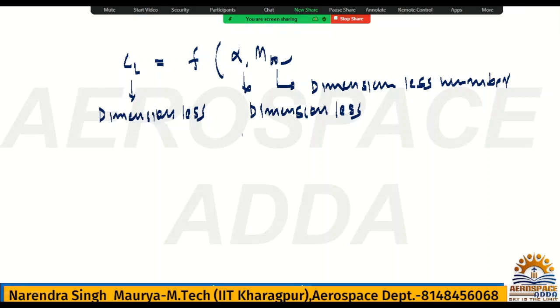So the region of the flow you can get with the help of this Mach number. Similarly, the Reynolds number will be used to identify whether the flow is laminar flow, turbulent flow, or transition flow. Okay, so in this CL one more dimensionless number will come, which is called the Reynolds number. Okay, what is the Reynolds number? Re.